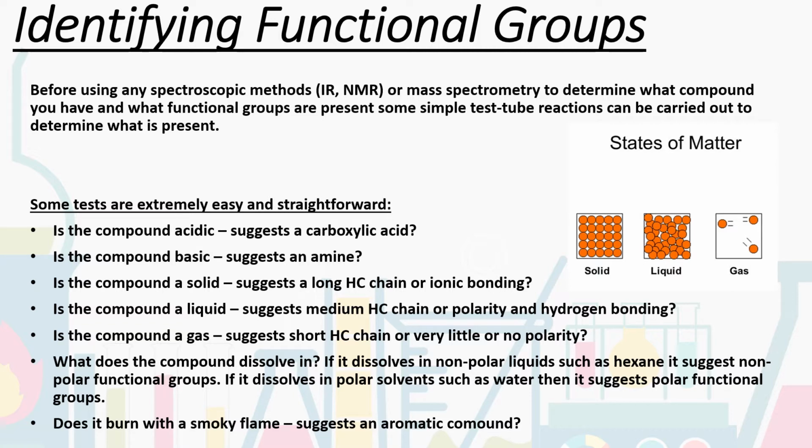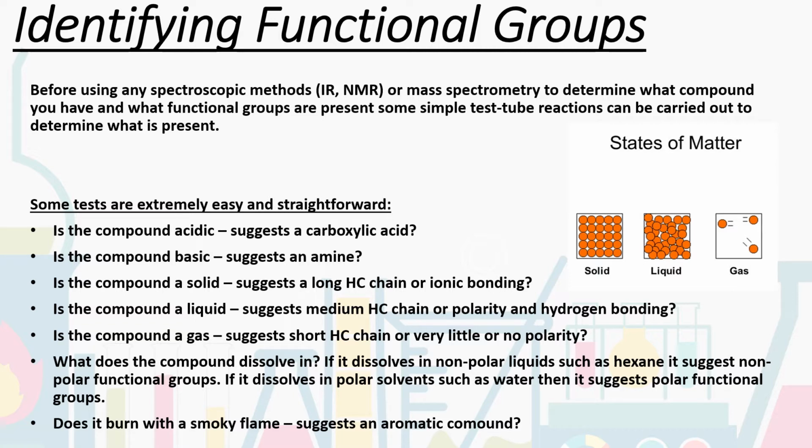If the compound is a liquid, that could suggest that we have a medium length hydrocarbon chain, slightly lower molecular mass, or it could suggest that we have some polarity in our molecule, potentially hydrogen bonding. If the compound is a gas, this probably suggests that it's either a very short hydrocarbon chain, a very low molecular mass, or there's very little or no polarity. The only intermolecular forces that we have here are van der Waals forces, the weakest kind.